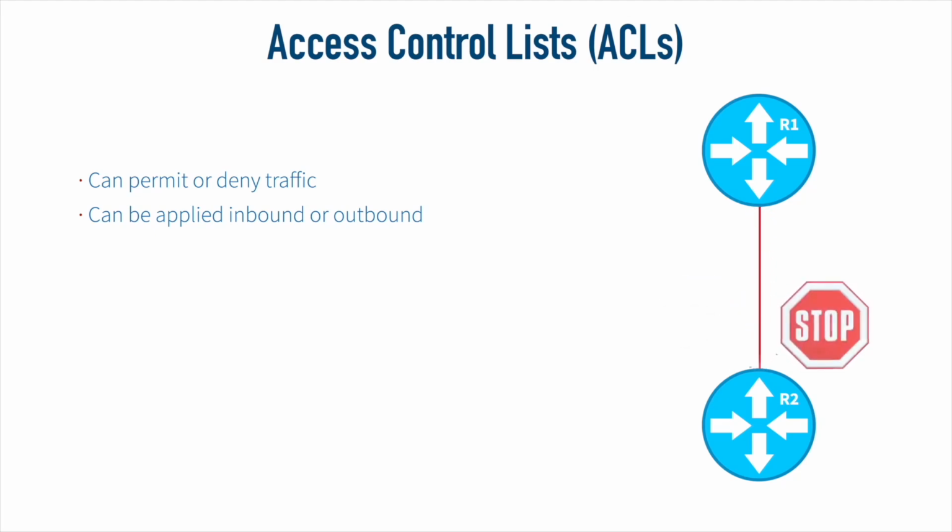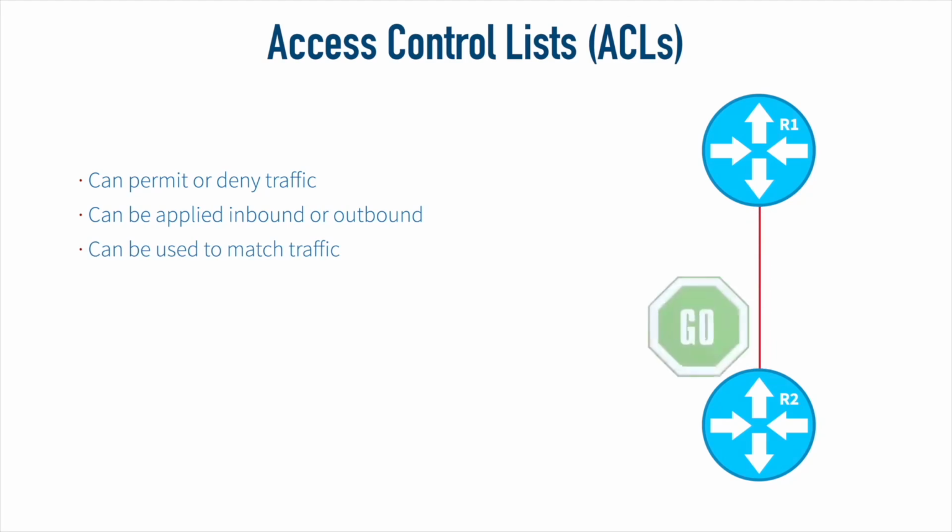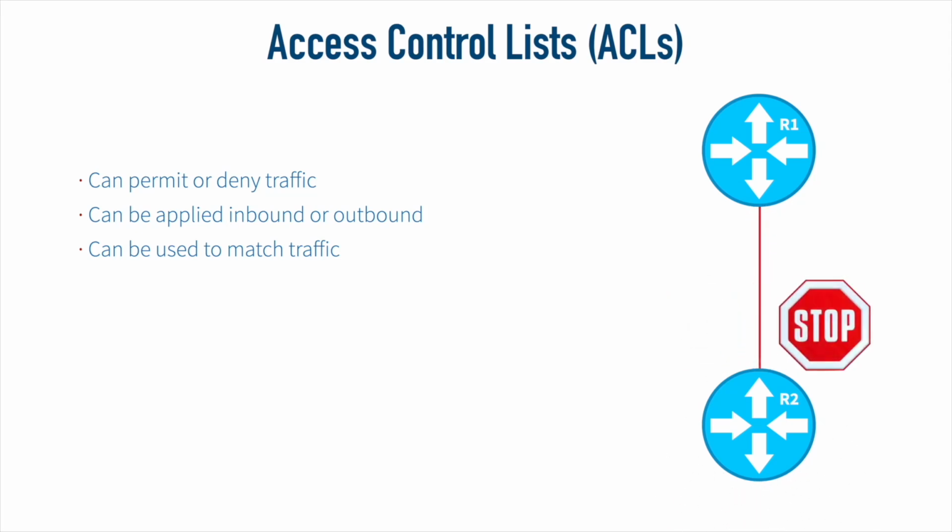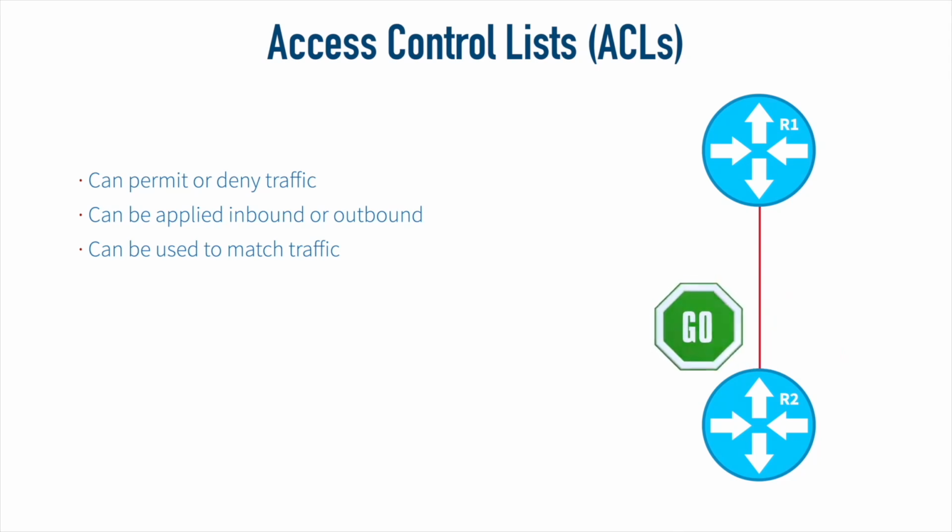But ACLs can also be used to match traffic. As you go deeper into your Cisco studies, you're going to see lots of times where an ACL is going to act to classify traffic or to match traffic that we want to treat in a certain way. As just a couple of examples, in QoS, quality of service, we might use an ACL to match traffic that we then want to give priority treatment.